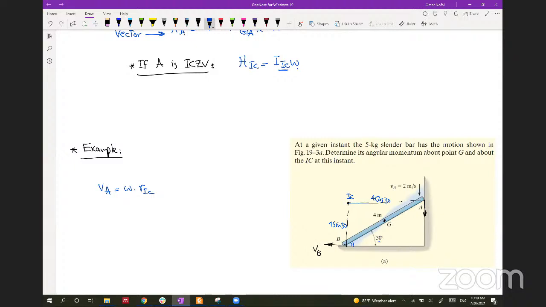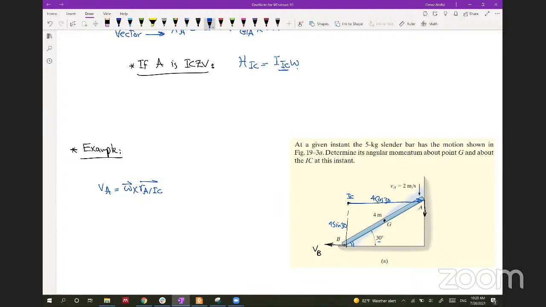So this is R, R_A, sorry, this should be R_A with respect to the instantaneous center. Oh, it should be the other one, yeah. The R from the instantaneous center to A, because it's totally different. R_A with respect to the instantaneous center, and this should be a cross product.